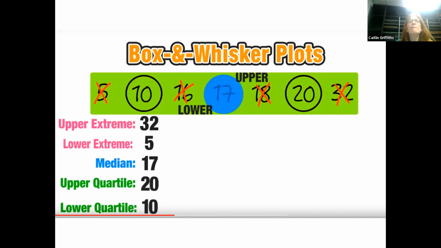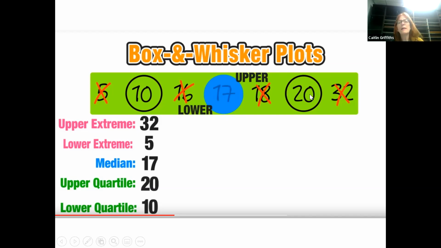Of course, if there were 2 numbers in the middle, you'd have to average them and create that median. But we have a nice 17 in the middle. And then you find the median of the upper numbers. So between 18 and 32, you find 20.